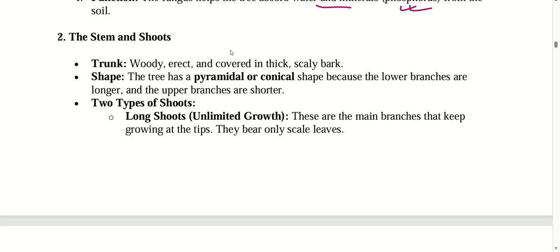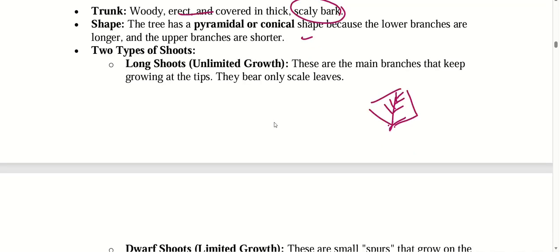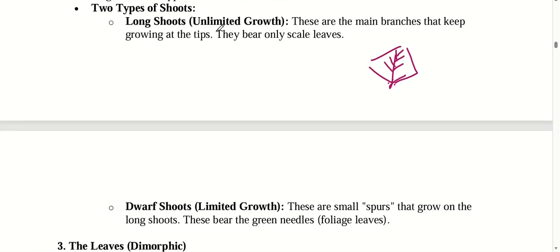Talking about the stem and the shoots, the trunk is woody, erect, and covered with thick, scaly bark. The shape is pyramidal or conical because the lower branches are longer than the upper branches, so it forms a conical shape. It has two types of shoots, that is the long shoots with unlimited growth, and the dwarf shoots with limited growth.